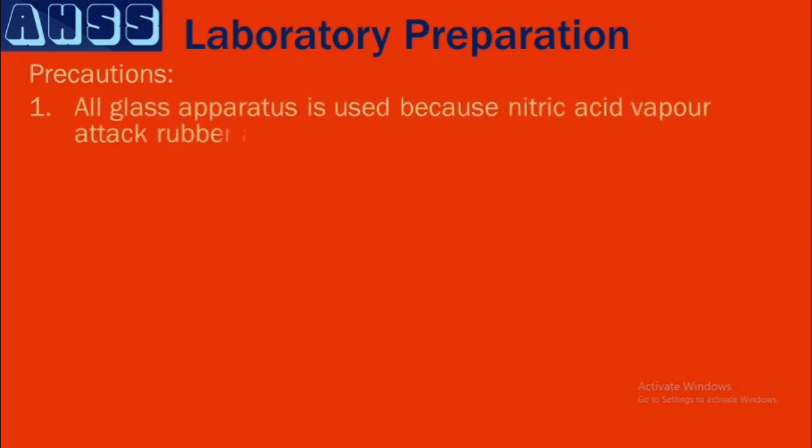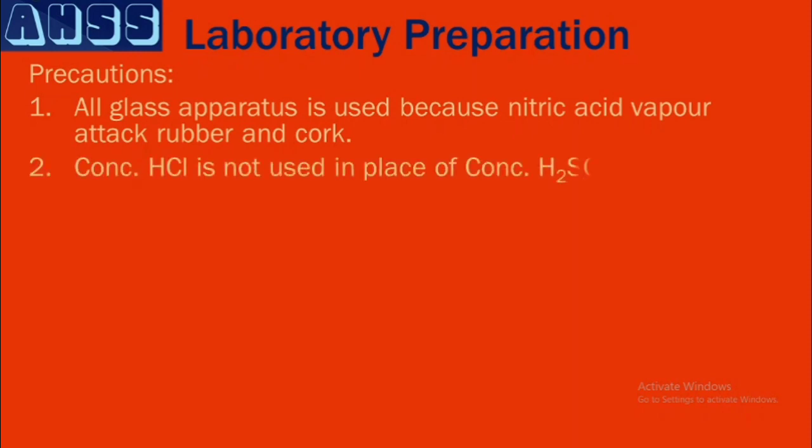In the laboratory preparation of nitric acid, we must take some precautions. All glass apparatus is used because nitric acid vapor attacks rubber and cork, as it is very corrosive in nature. Concentrated hydrochloric acid is not used in place of concentrated sulfuric acid because hydrogen chloride is volatile and hence nitric acid vapors will carry HCl vapors.